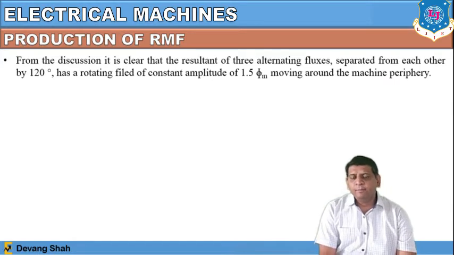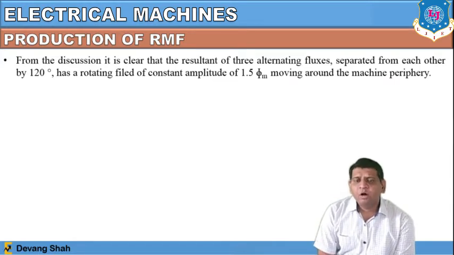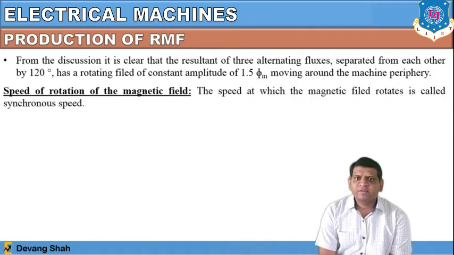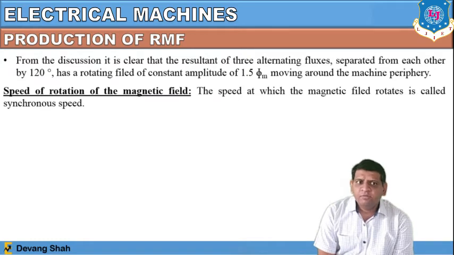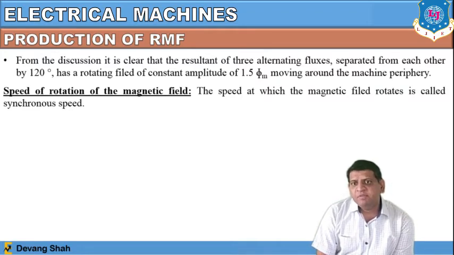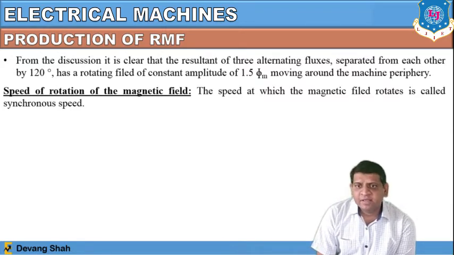Now this is the important phenomenon of the three-phase induction motor. As is clear from this discussion, the resultant of three alternating fluxes separated from each other by 120 degrees is a rotating field of constant amplitude of 1.5 times phi m moving around the machine periphery. The speed at which this magnetic field rotates is called the synchronous speed. So the speed of the rotating magnetic field we define as the synchronous speed.